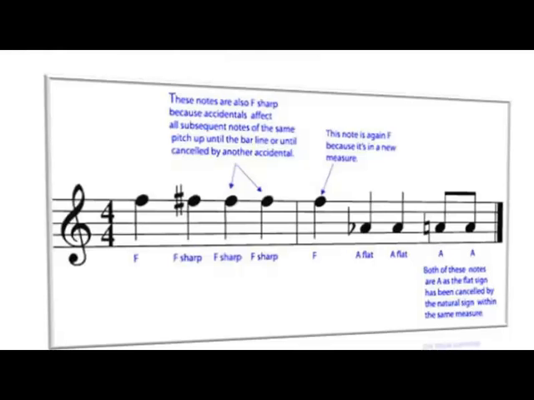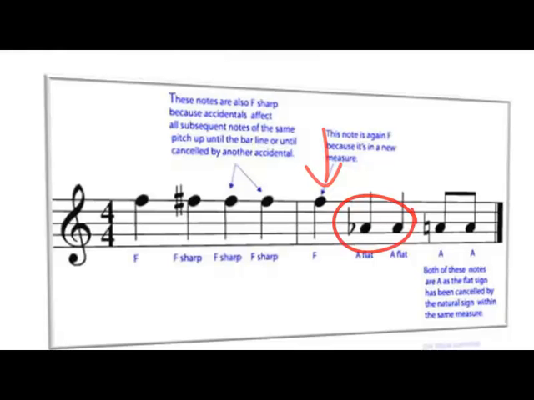In the example on your screen, you'll see the first note is F. The next note is F sharp. So therefore, the next note and the next note are also F sharp. And then the bar line cancels that out. So the first note after the bar line would be F natural, back on the white key.